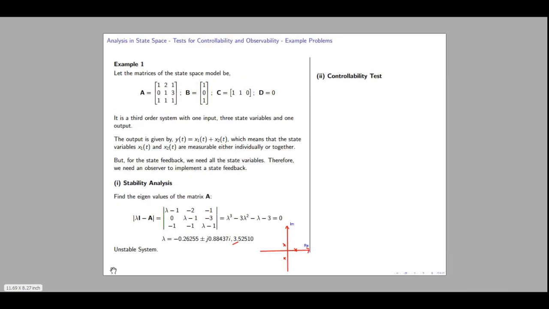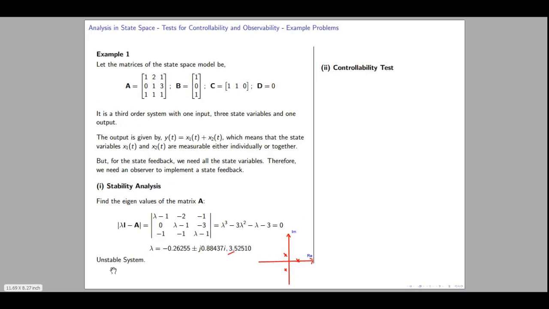So now please note, since this is an unstable system, definitely we need a controller so that we make it a stable system. Before implementing a controller, what I have to do is a controllability test, because the question is whether I can really design a controller. That is the answer I will be getting from this controllability test.